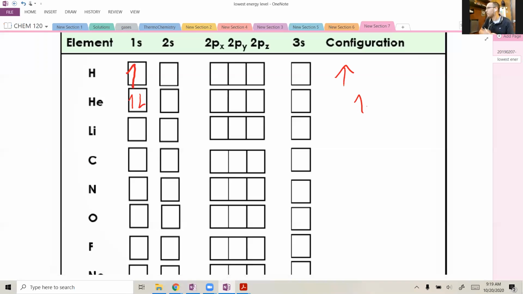So for lithium, we have 3 electrons. And so we would do 1, 2, and then we finally jump up to our next level, 3. How many electrons does carbon have? 6. So we should have 1, 2, 3, 4. And then we get into our p orbitals where we finally have more than one option.